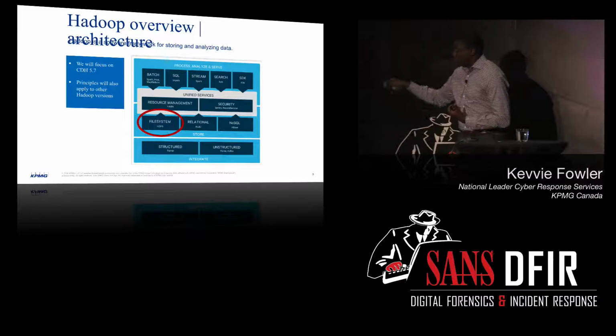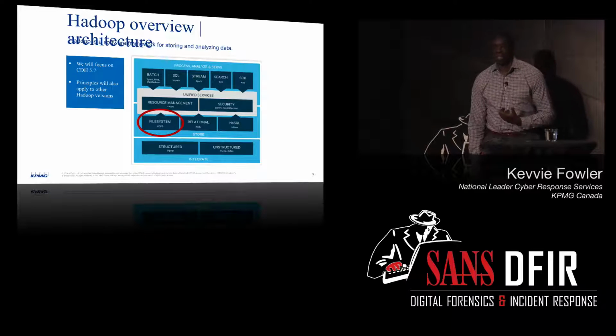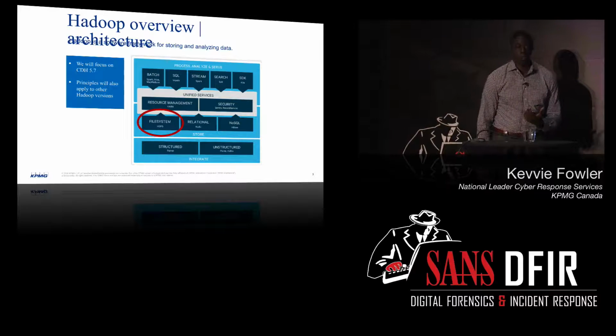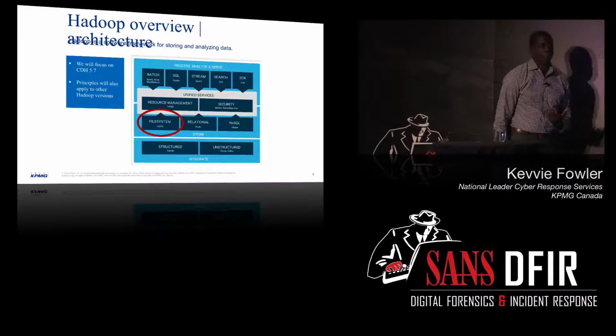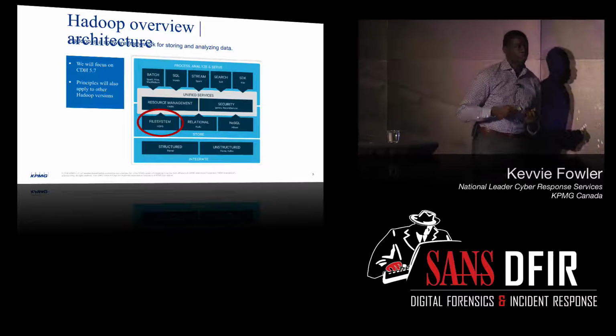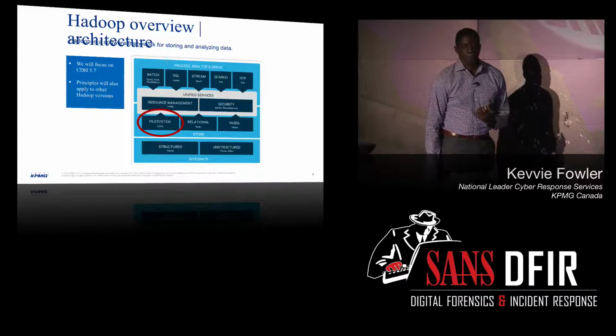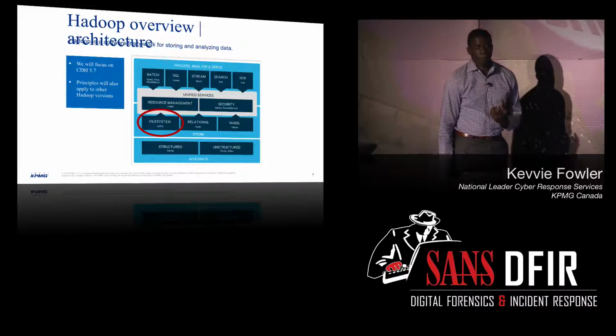Every Apache Hadoop implementation has a lot of data nodes. These data nodes do nothing more than store information and follow orders. That's where the actual data is stored. So if you're doing an investigation and you want to suck information out of Apache Hadoop, you're going to grab that information from your data nodes. Then you have a job tracker.